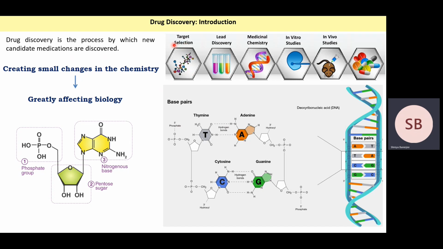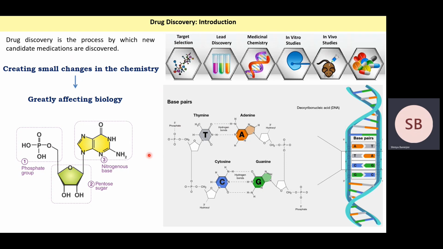The principles of drug discovery include selecting a target, like maybe there is a certain defective DNA that we are targeting. Then lead discovery, meaning the initial molecule, which will be further refined and improved to form the final drug. Then using medicinal chemistry to refine and improve the lead till it has the best results on the target. Then several in vitro and in vivo studies are done till the final drug is obtained.